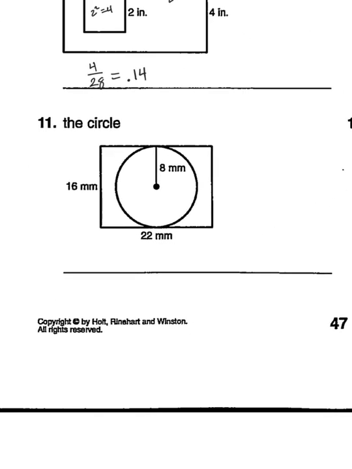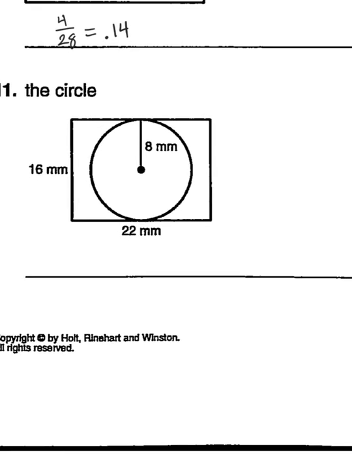All right, moving on to the circle. They want us to find the probability of choosing a point within the circle, right? So the circle out of the entire area of the rectangle. In order to do that, you're going to find the area of the circle, which is pi r squared, right? So that's going to be 8 squared pi over the area of the rectangle, which is 16 times 22. Whenever you simplify, this ends up simplifying to 2 over 11 pi. And then when you put that in the calculator and round to the nearest hundredth, you get 0.57.